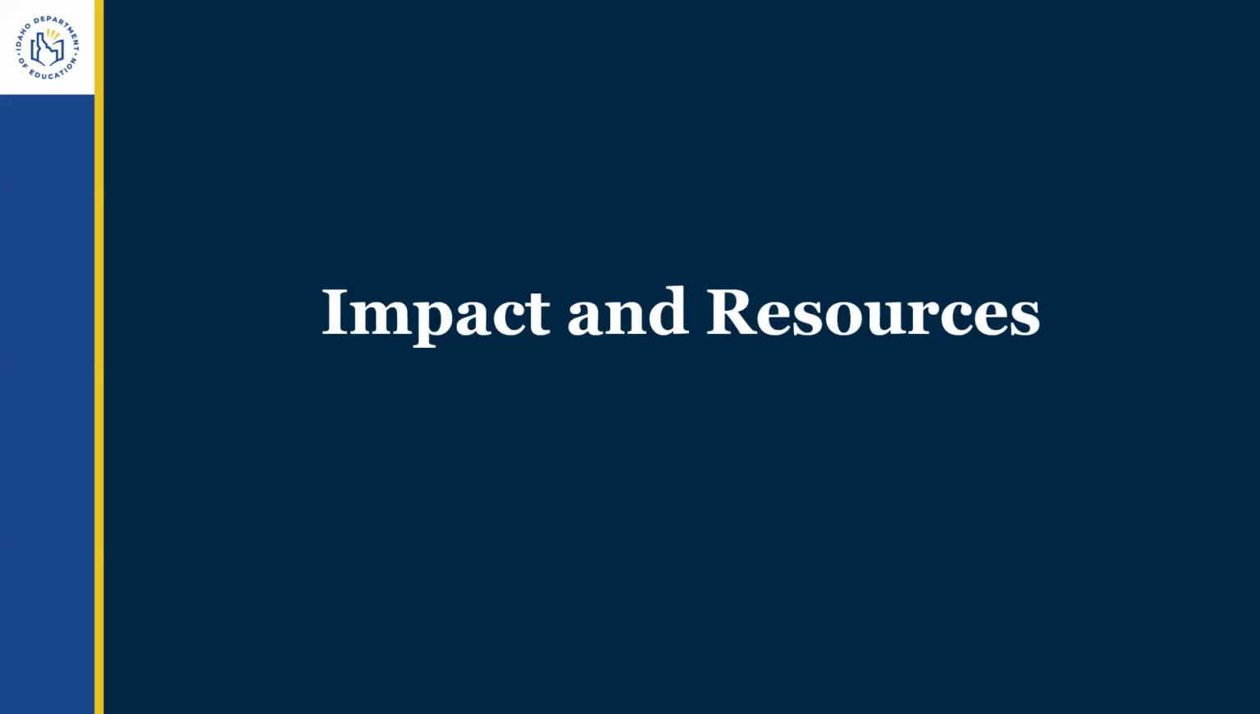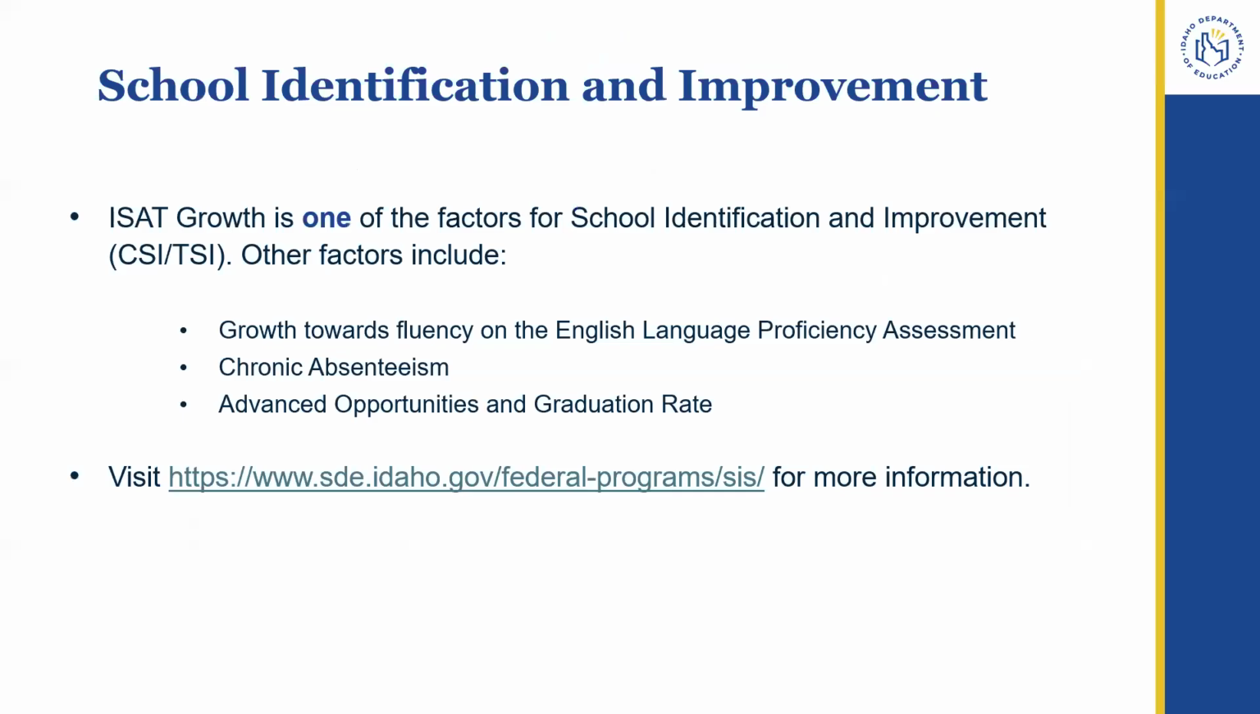Now, let's dive into the impact of this new growth model and a few resources that might help you unpack it and apply it to your school community. This ISAT growth model is one of the factors that is used to identify schools who may need additional help and resources from the Idaho Department of Education. ISAT growth is just one of the factors that plays into school identification. Other factors include growth towards fluency on the English language proficiency assessment, chronic absenteeism, and advanced opportunities and graduation rate.